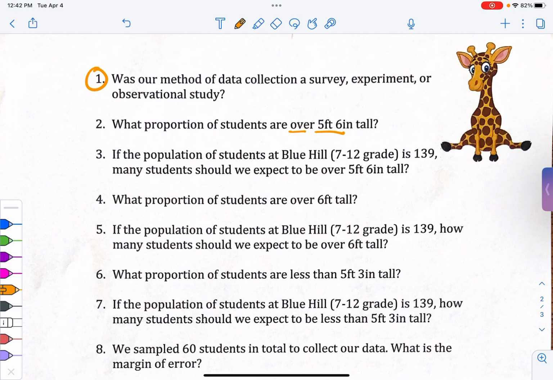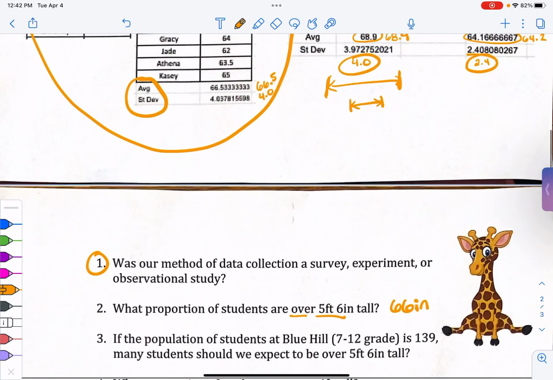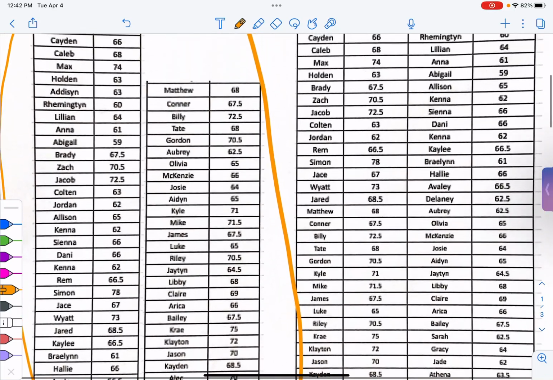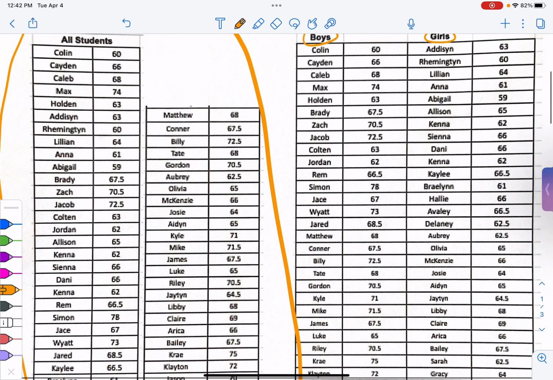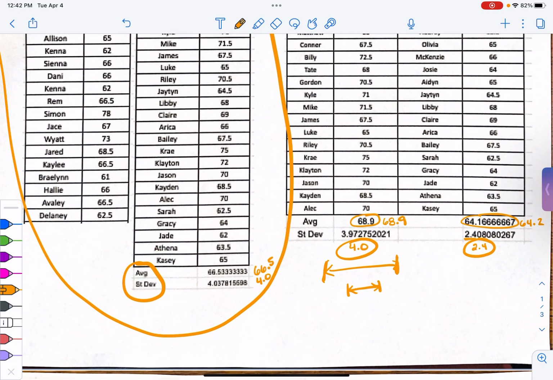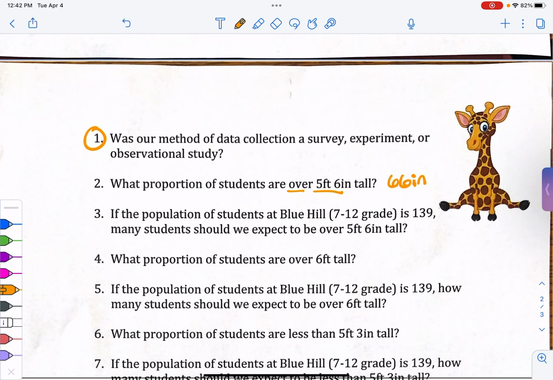Okay. 5'6" is 66 inches tall, if you convert that all to inches. And that's one thing that I had to do up here: when you guys wrote these down, like 5 foot 6 inches, I had to convert those all to just inches. Otherwise, I would not be able to calculate the average and the standard deviation very well. It would be kind of messy. So I did just convert those all to inches. So what proportion of students are over 5 foot 6 inches tall?